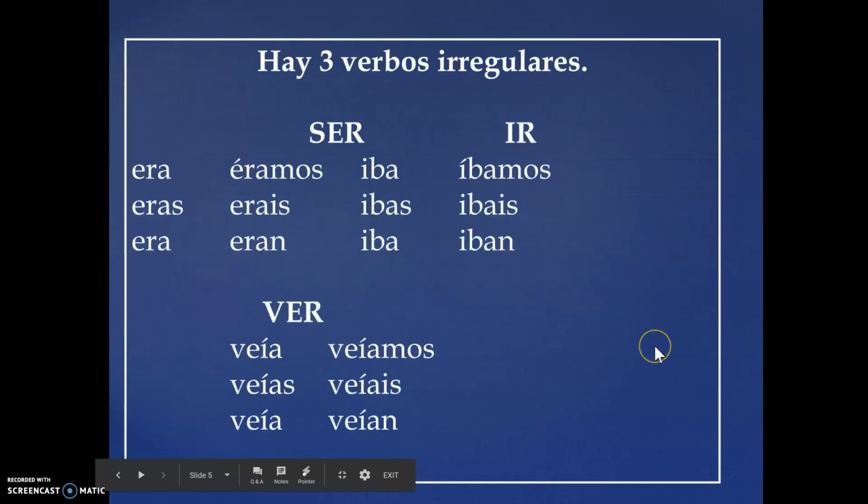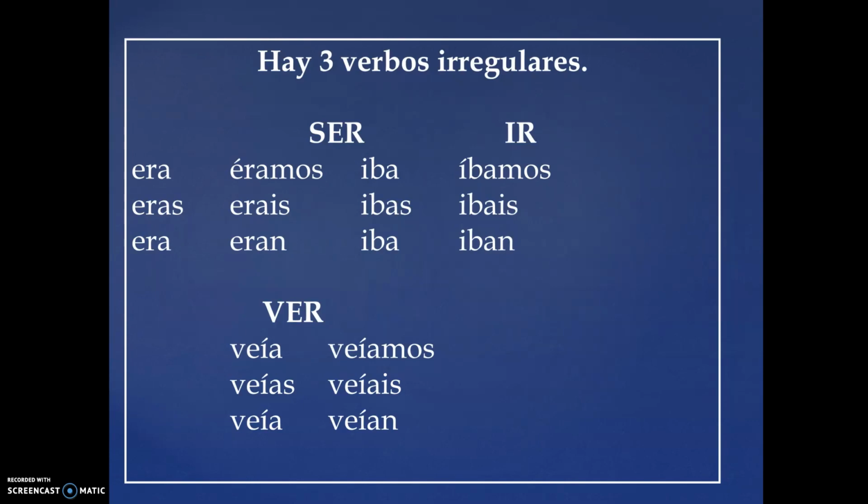The last bit of notes you have to do here has to deal with the tres verbos irregulares, the three irregular verbs in the imperfect. And this centering got a little bit off there on the top. I apologize for that, but ser, of course, is the first verb on the left, the top left-hand corner if you're looking at your screen. So the irregular conjugations of ser are era, eras, era, éramos, erais, and eran.